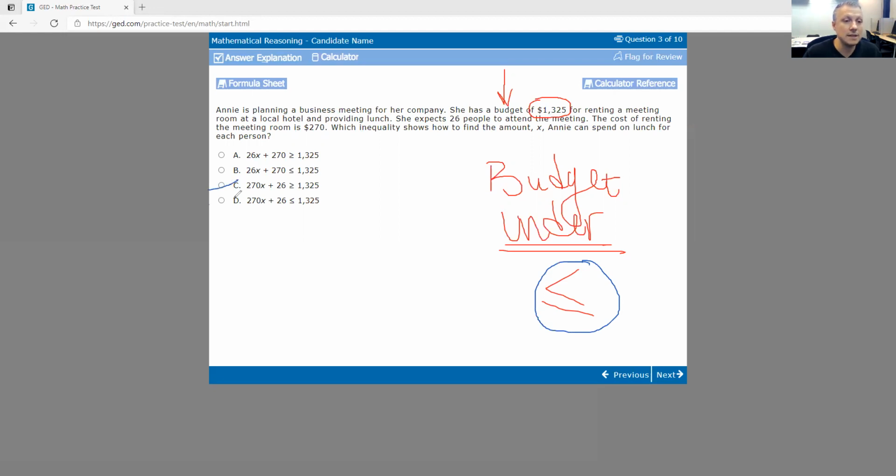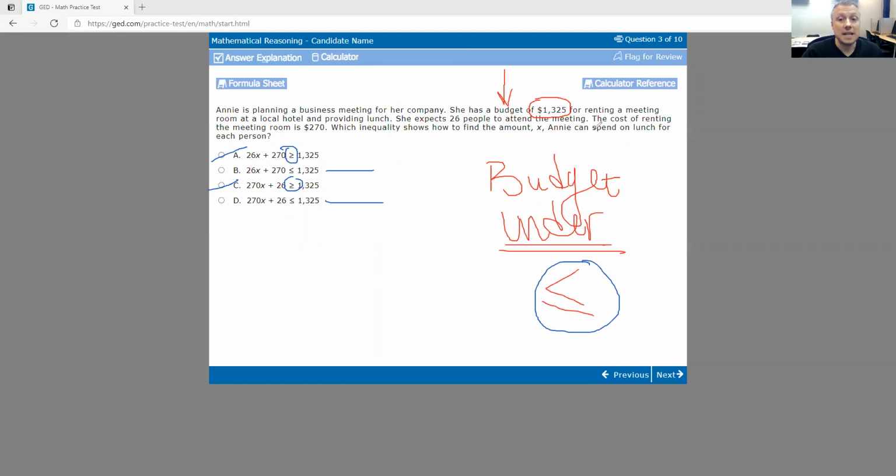So C and D, because they have larger than, well, only actually C in here. So C says larger than, which we don't want that. And then also A says larger. So you can spend over $1,325, but how much over, right? You can go as much as you want. So that's not a budget. A budget means you have to stay under. So it's either B or D.